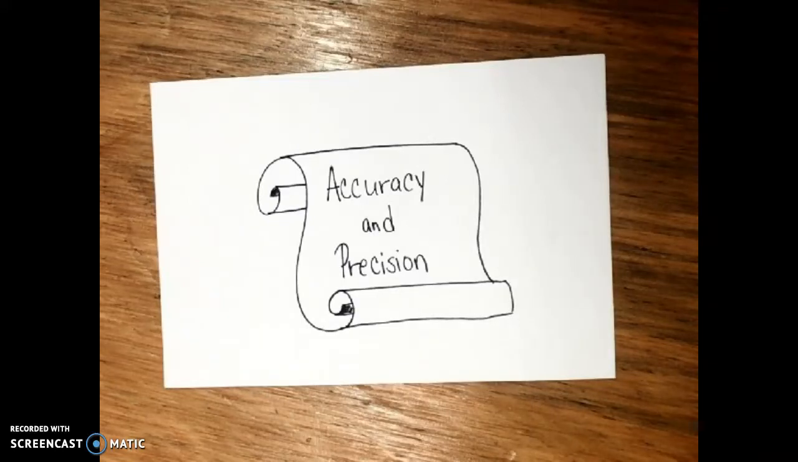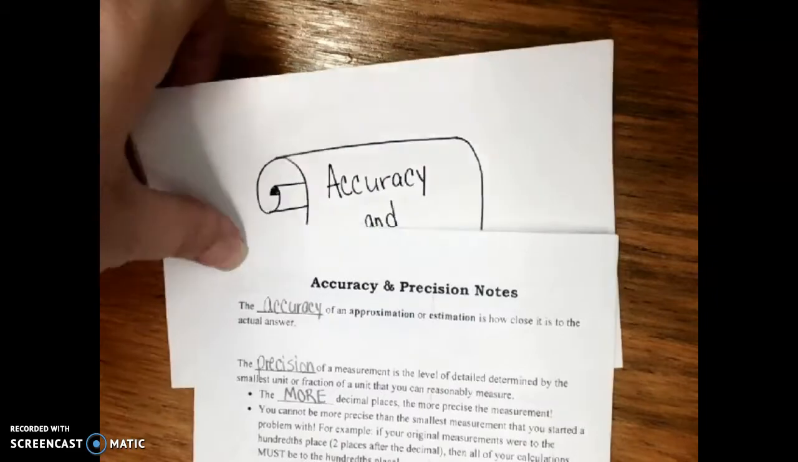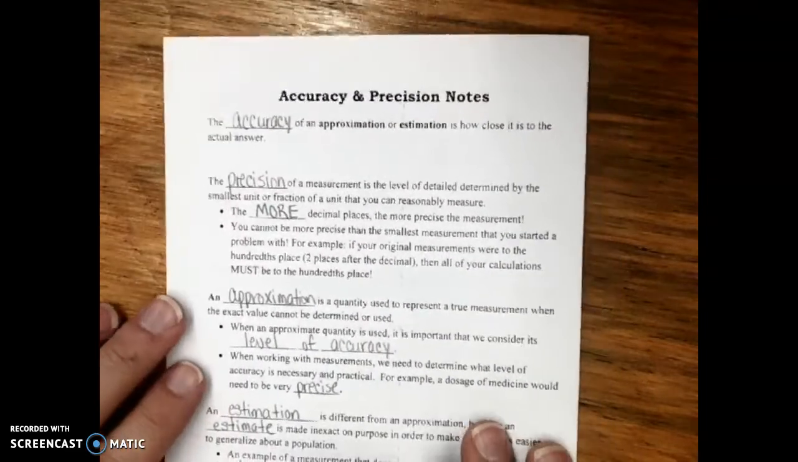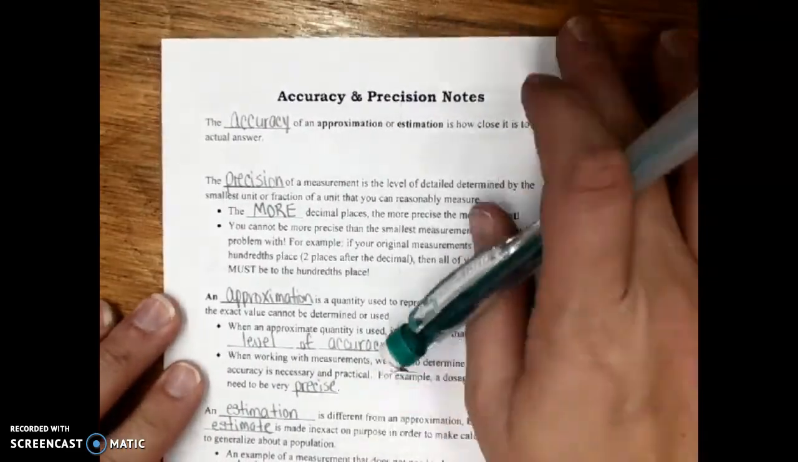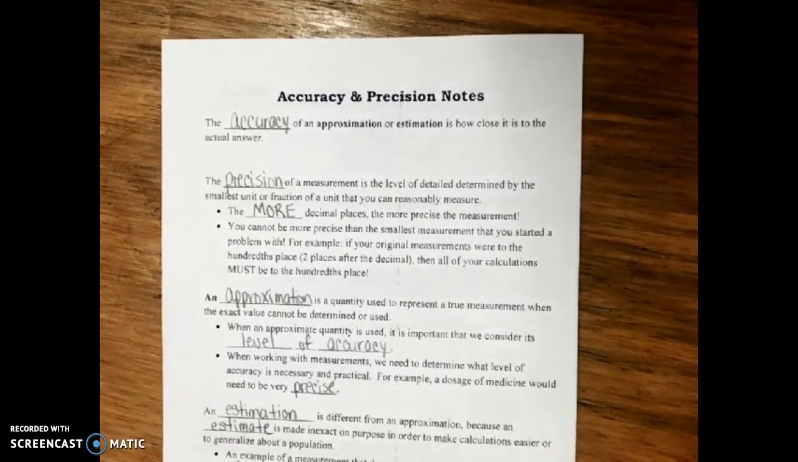This lesson is about accuracy and precision. You will find these notes already attached to your notebook. Accuracy and precision can be a little bit confusing, so you need to pay very close attention to what I say and what these words say. If you need to reread them, you reread them. If you have questions, you need to write those down and I'll answer those when I return.